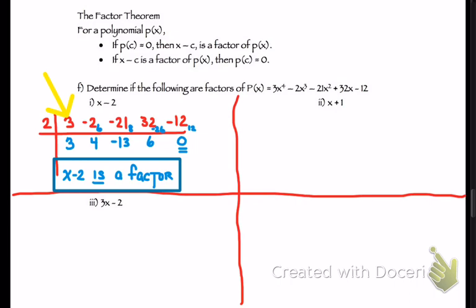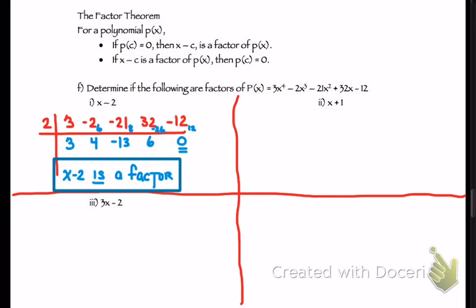So in letter F, the first one, if I get a 0 remainder, that must mean that x minus 2 is a factor of that. Okay, that's not that difficult. So understanding the factor theorem: if I get a 0 remainder, then it's got to be a factor. Okay, so understand that.